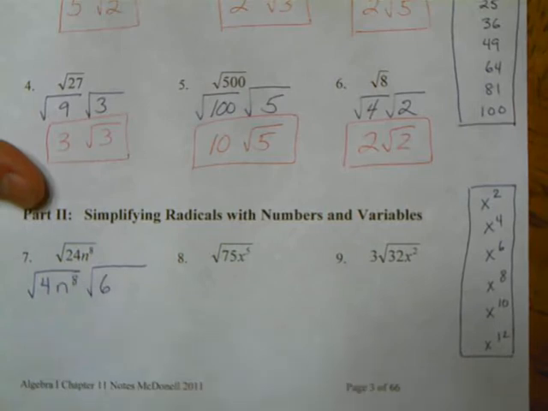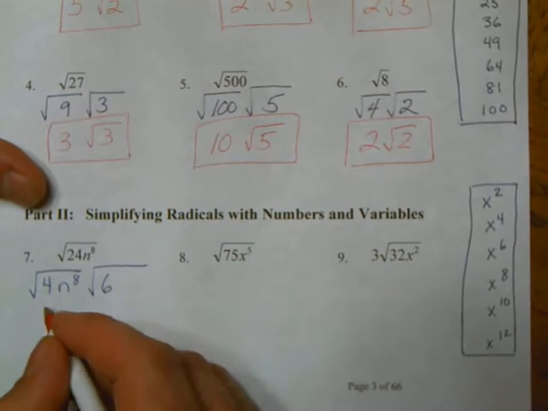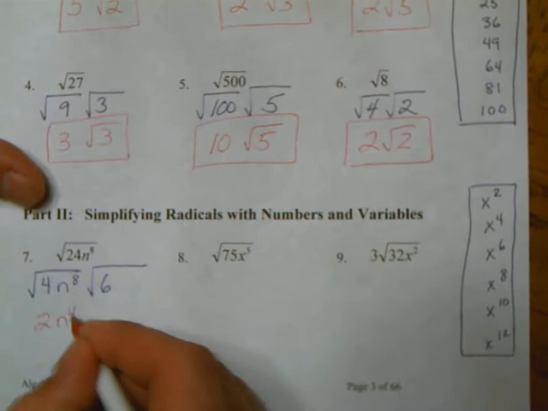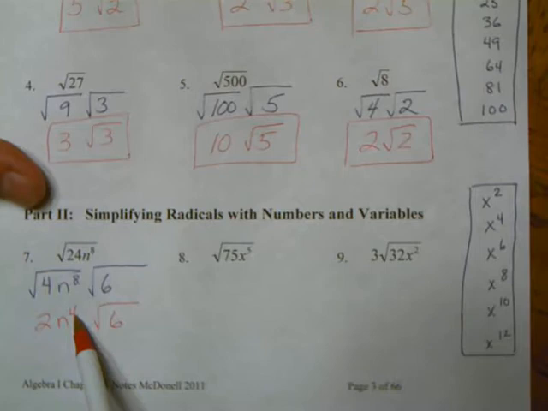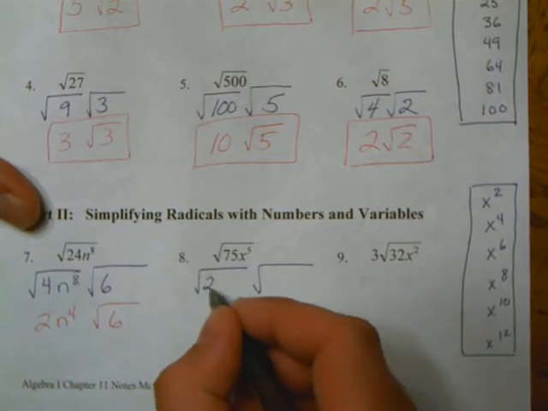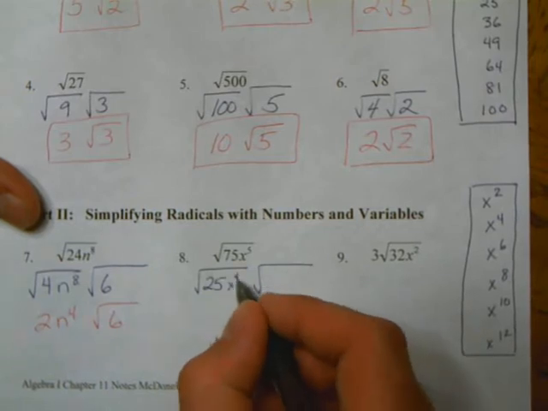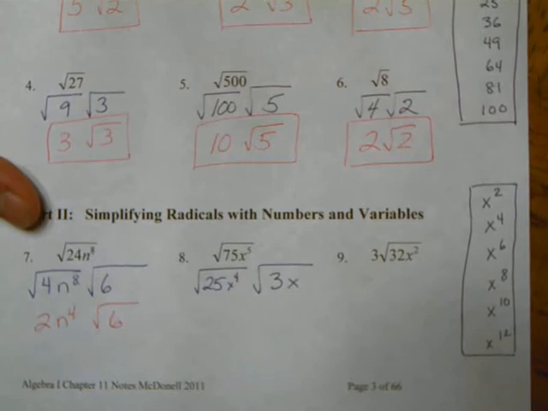Well, the largest thing that goes into 24 is 4, and what's left over is 6. n to the 8th is a perfect square, and so that's going to go in the front. Any even number is a perfect square when it comes to an exponent. So my answer is 2 n to the 4th times root 6. The exponent we divide by half. So we divide the 8 by 2 and get 4.